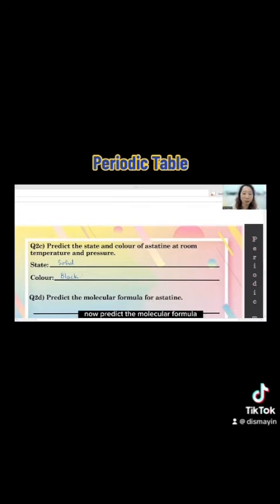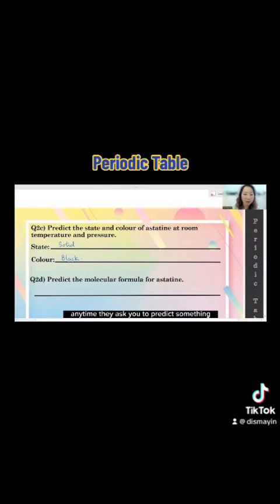Now predict the molecular formula for astatine. Anytime they ask you to predict something, especially formulas of some unknown element in the periodic table and it belongs to a certain group, what do you do? Always take your cue from the other elements under the same group. So what is the molecular formula for chlorine, fluorine, bromine, iodine? They have always been presented as diatomic molecules.